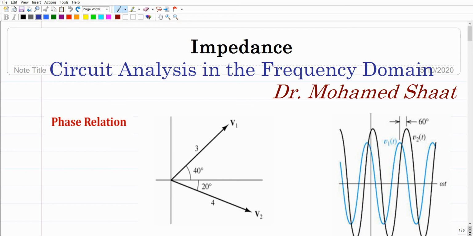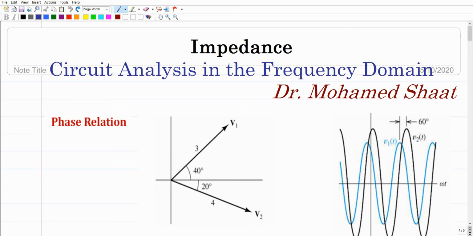Make sense? So this is the basic idea of this method, and this method depends on forming impedances. So what is the impedance? Impedance is the equivalent resistance to the original electrical element. If you have a capacitor, we're going to convert this capacitor into another equivalent resistor. If we have an inductor, we're going to convert the inductor into another equivalent resistor. So this is the basic idea of the impedance. This converted inductor or converted capacitor, we're going to call it impedance.